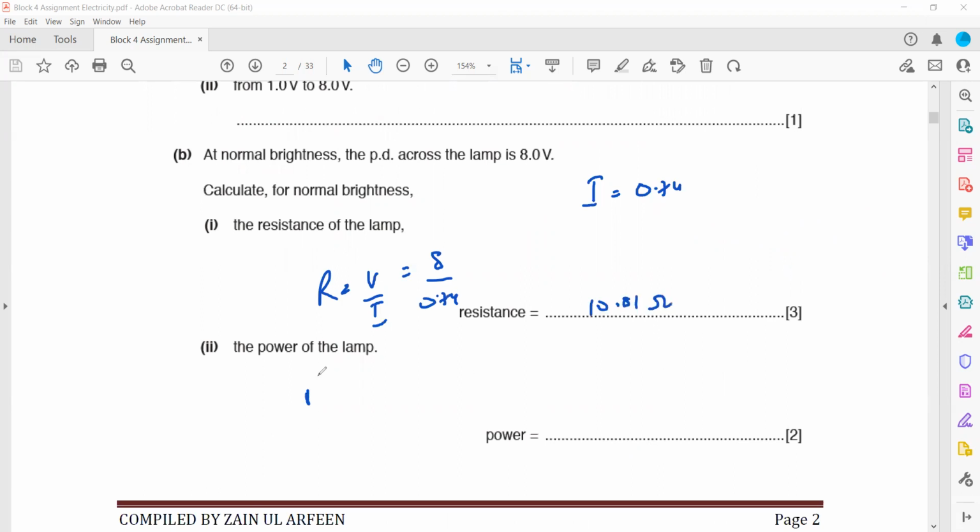And to get the power, power is the product of voltage and current. So the voltage is 8 and the current is 0.74. So 8 multiplied by 0.74 will give us 5.92 watts. The unit of power is the watt, that's why it's 5.92 watts here, whereas resistance is in ohms, which is the ratio between voltage and current.